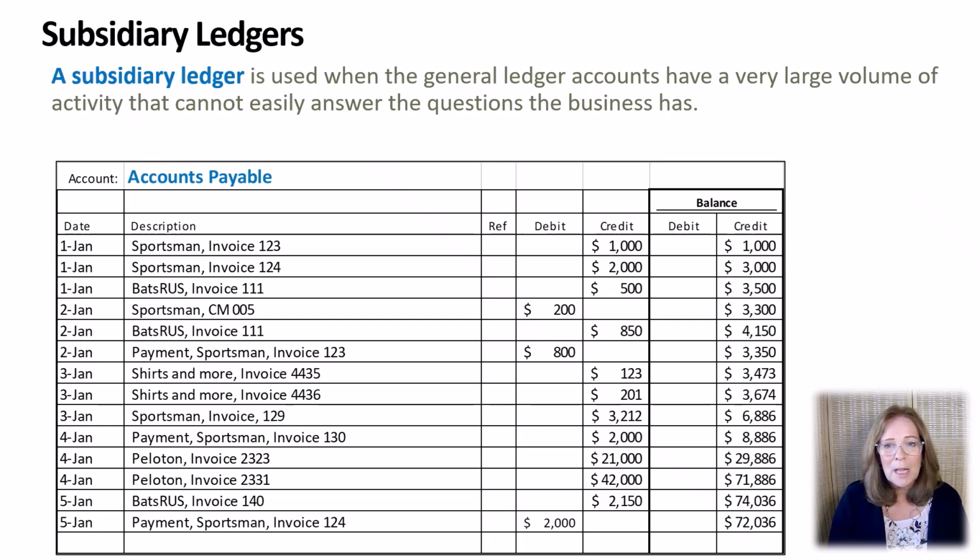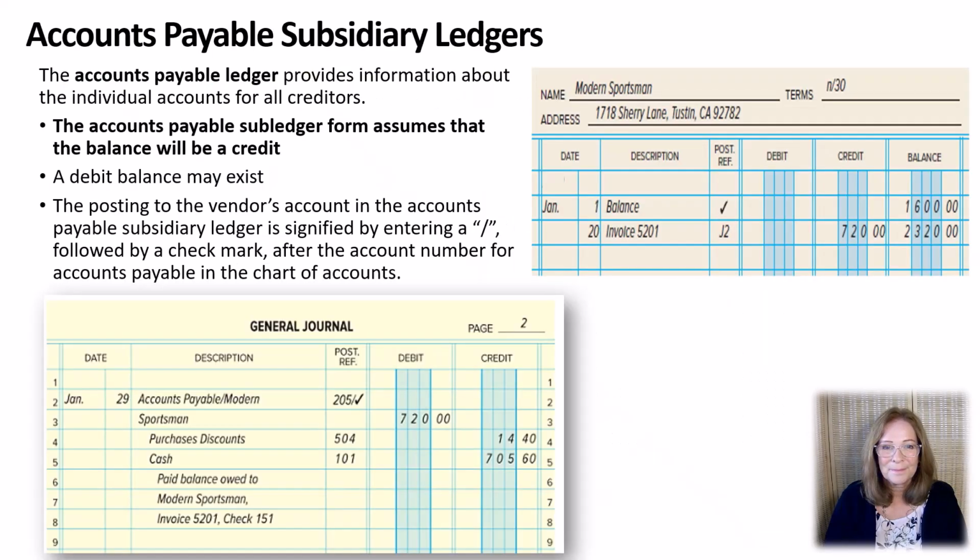Think of the subledger accounts as the file folders in a cabinet drawer. You can quickly see what the business has purchased from each vendor, what returns were made, and what invoices were paid. Businesses need detailed records to pay invoices promptly, and the accounts payable ledger provides information about the individual accounts for all creditors. The accounts payable ledger is a subsidiary ledger. It's separate from and subordinate to the general ledger.